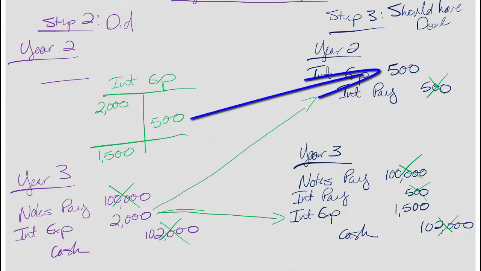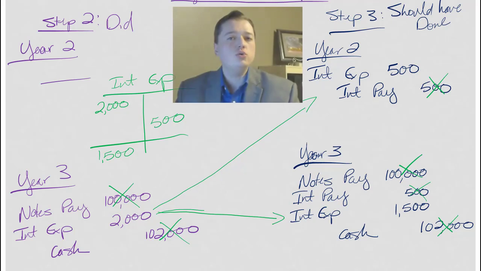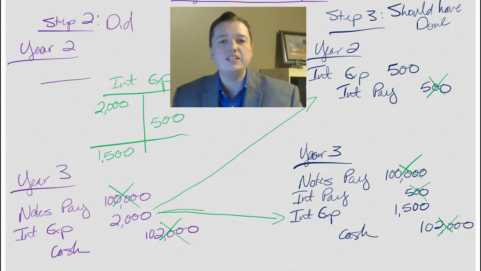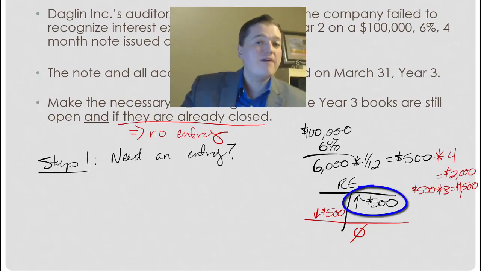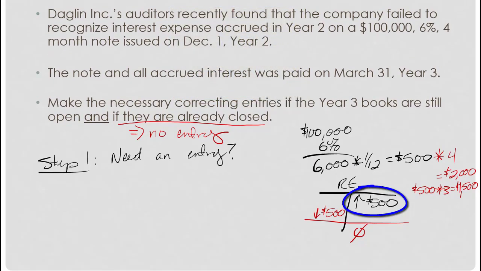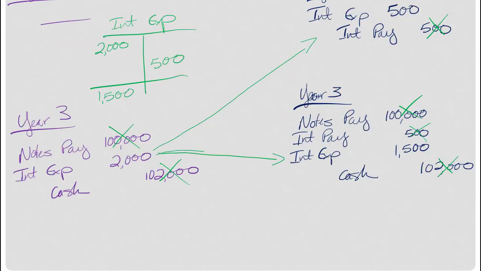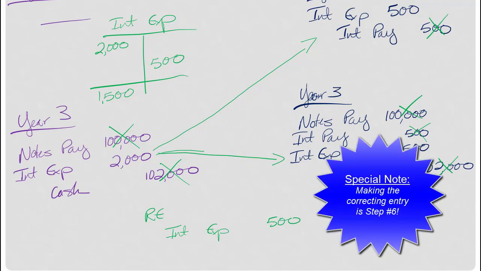There's that 500. But I can't debit interest expense for 500 back in year 2, because in year 2, I would have closed interest expense into retained earnings. The problem, as we showed back here, is that retained earnings was too high by $500. So what I need to do is I need to credit interest expense for 500 and debit retained earnings for 500.